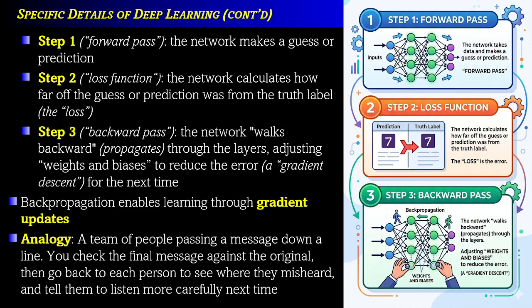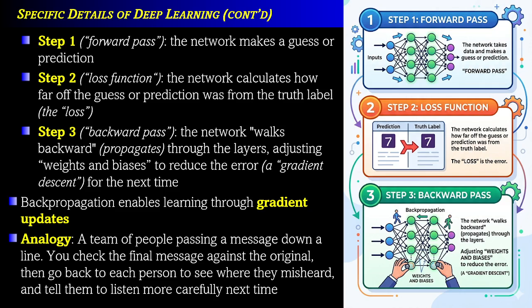Then we move to step three, the backward pass. This is where the word back comes from in backpropagation. The network will walk backward, or propagate backward, through the different layers, adjusting weights and biases. We'll look at what those are in our next section. Essentially, it's adjusting little details, like turning little knobs to make adjustments to reduce the error. This is what's called gradient descent in statistics. So the next time it makes a prediction, if it predicted 50% it was a cat, maybe this time it'll predict 65% it's a cat, and then the next time through 75% or 85%. Backpropagation enables the learning to take place through those gradient updates each time it's getting better.